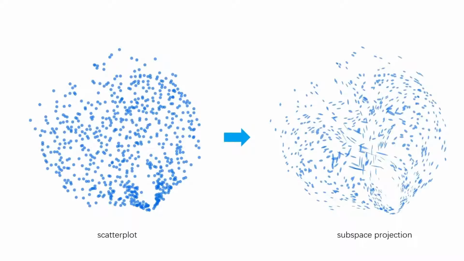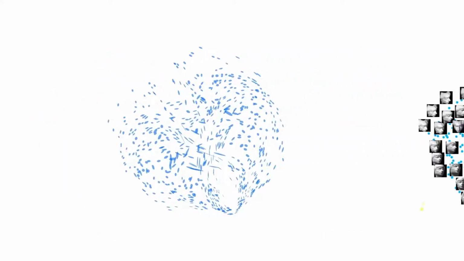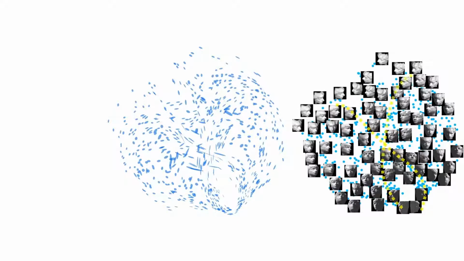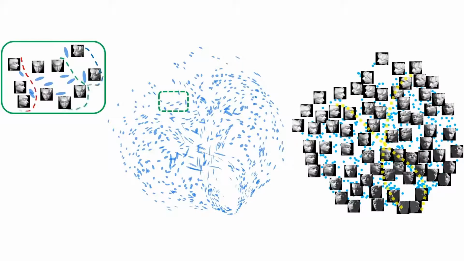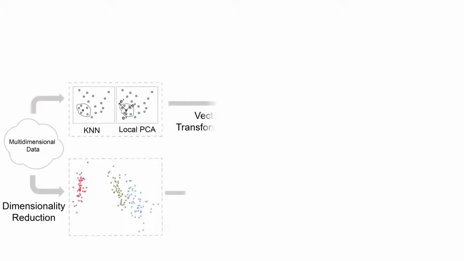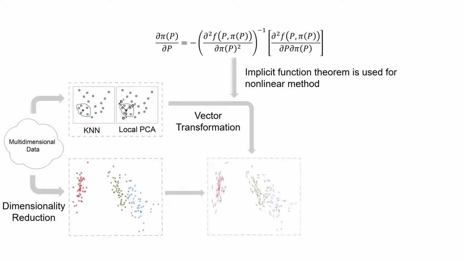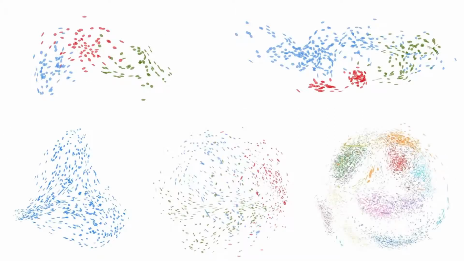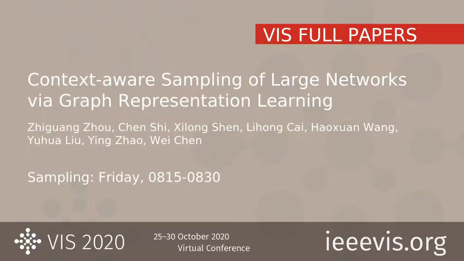Given a dimensionality reduction scatterplot, we project its original subspace. Through the orientation and shape of our glyphs, both the global trends and local patterns can be identified. To transform the vectors, we use the implicit function theorem. We apply our method to different kinds of data.